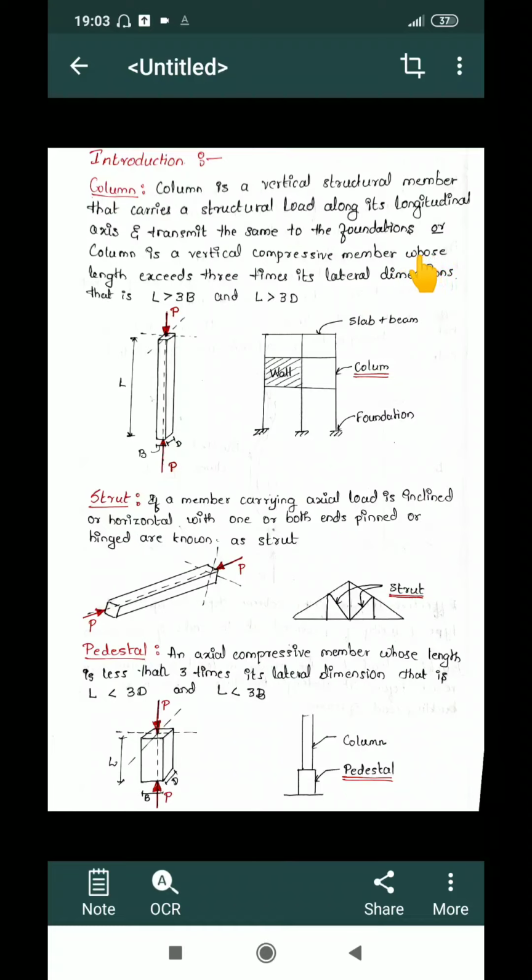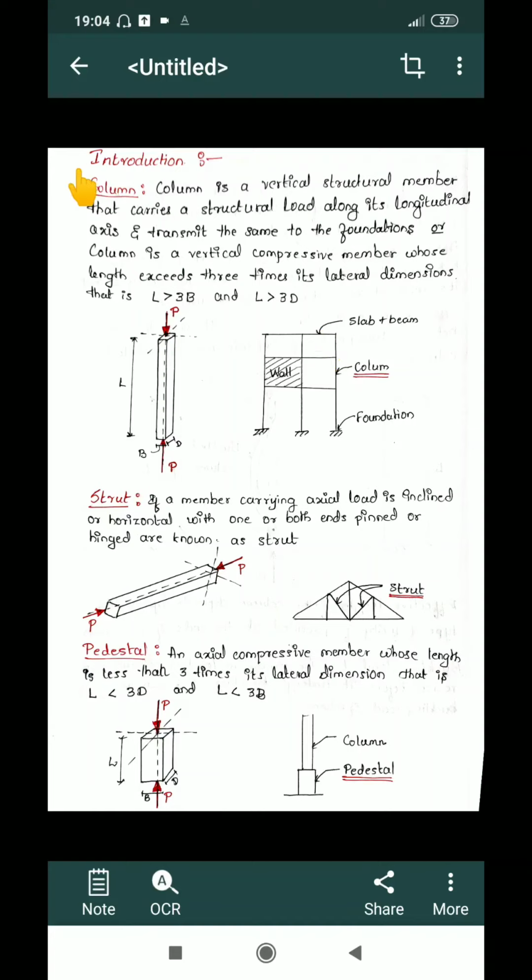And it is a member where length exceeds 3 times its least lateral dimension, in the sense length L is more than 3 times the width or 3 times the depth. This is a typical assembly of a framed structure where a foundation is connected to the column, beams are connected to the column, and slabs are resting on the beams.